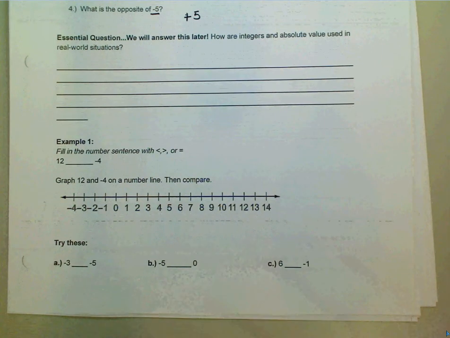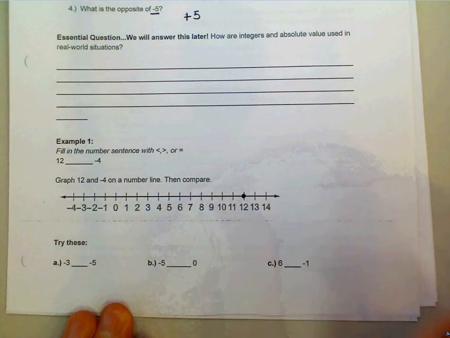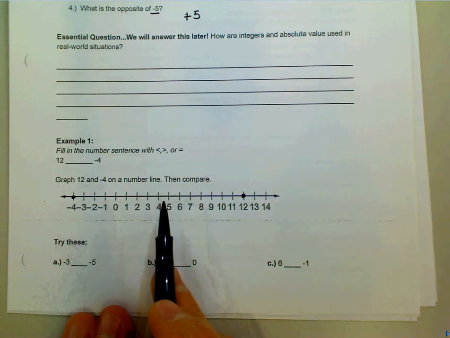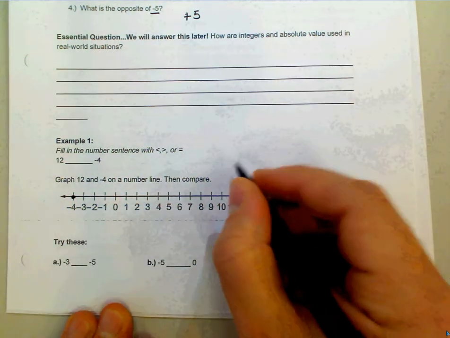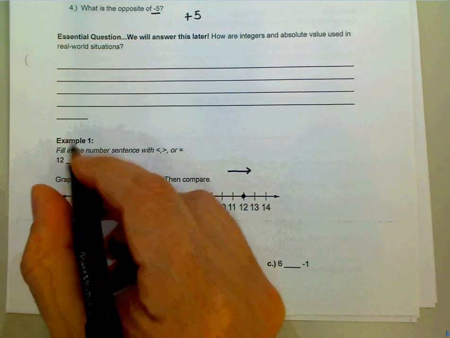If we take a look, fill in the number sentence with greater than, less than, or equal to. This is what we're going to be focusing on today, comparing and ordering integers. So the very first thing that we need to do is take a look and graph the numbers on the number line. I have 12, and I have negative 4. Now to compare these two numbers, we take a look which one is furthest to the right. The one that is furthest to the right is larger.